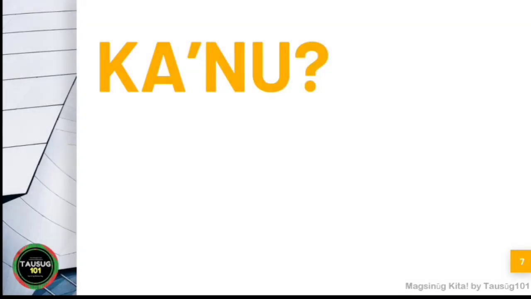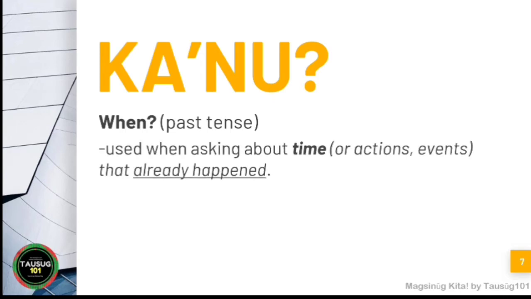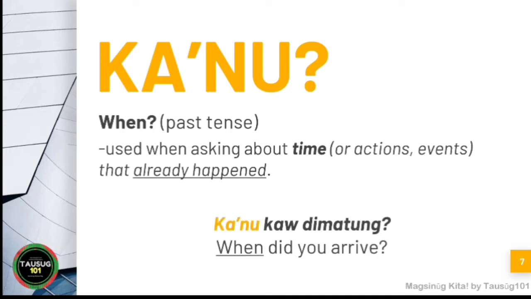Next, kanu. This is the equivalent of the English question word when in the past form. We use this question word when asking about time or actions, events that already happened in the past. An example, kanu kau di matung. Kanu kau di matung. When did you arrive?